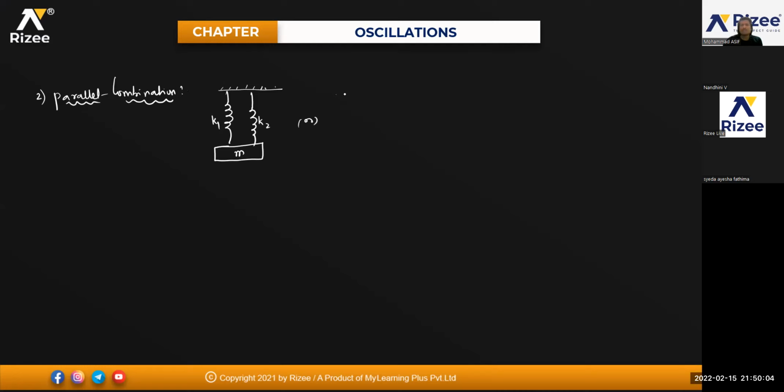Or even if the system is something like this. Here there is a spring and there is a block in the middle of mass M, and one more spring is connected. This one is spring constant K2. This is also in the parallel combination, isn't it? Or else if the springs are connected like this, with the block of mass M, one spring connected on this side, K1, and one spring on the other side, K2. All of these are parallel combinations, beta.